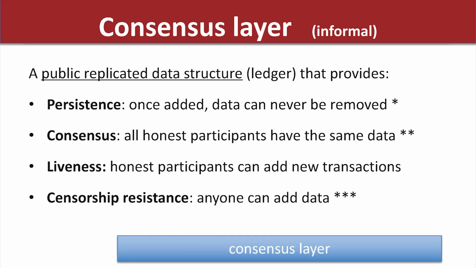Let's start with the consensus layer. As I said, at the fundamental level, what the consensus layer does is replicate a data structure that provides the following capabilities. The first one is called persistence, which means once you write something to the blockchain, it can never be removed. This is a fundamental axiom of blockchains.